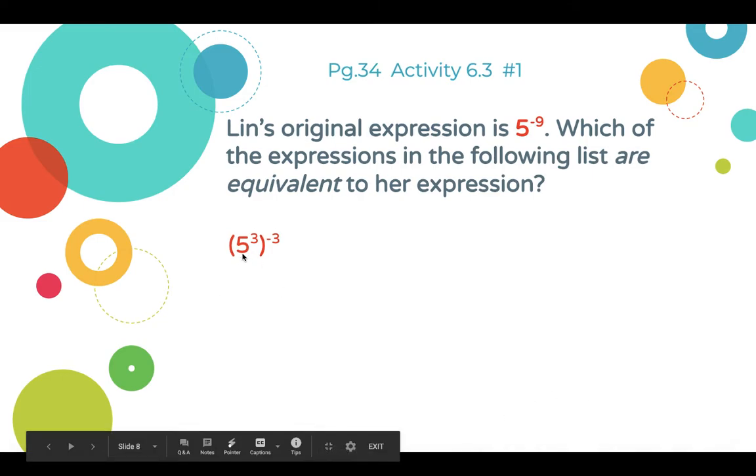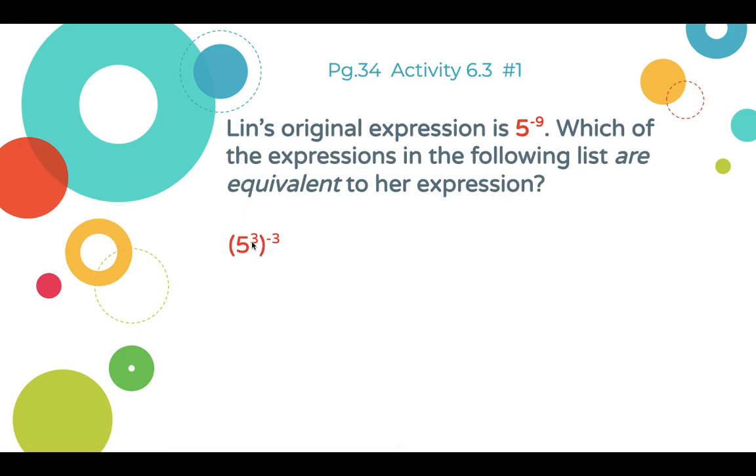All right, so we have 5 to the 3rd power, all raised to the negative 3rd power. So if we remember our rules, when we're having a power to a power, we're going to multiply our exponents. 3 times negative 3 is negative 9. So our answer would be 5 to the negative 9. Yes, that one is the same equivalence. Let's try the next one.